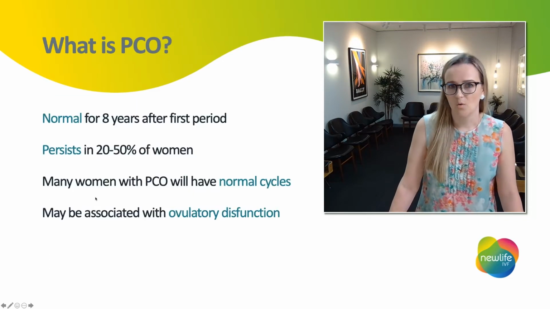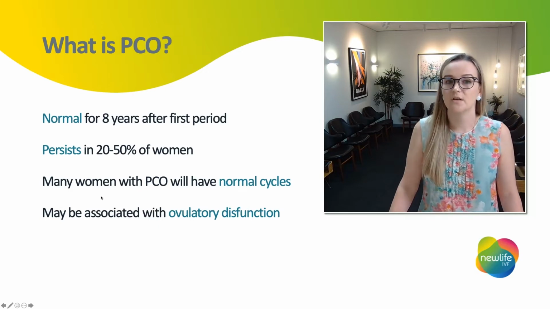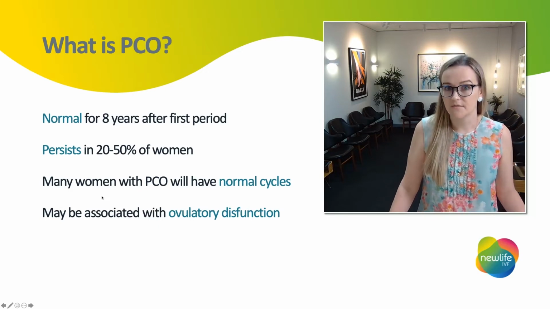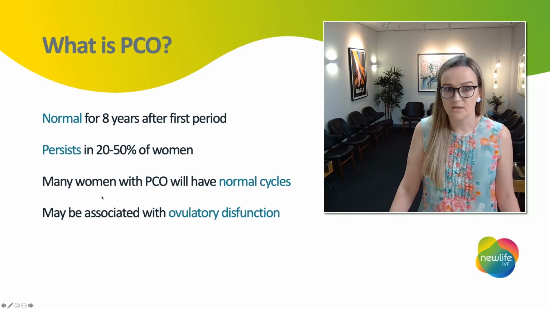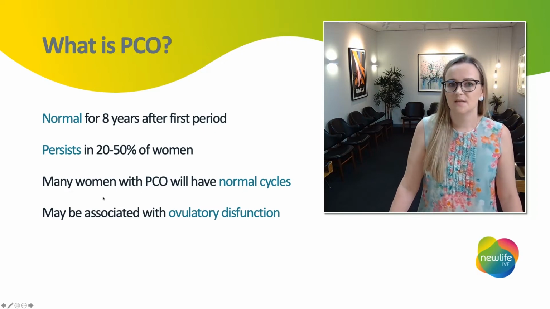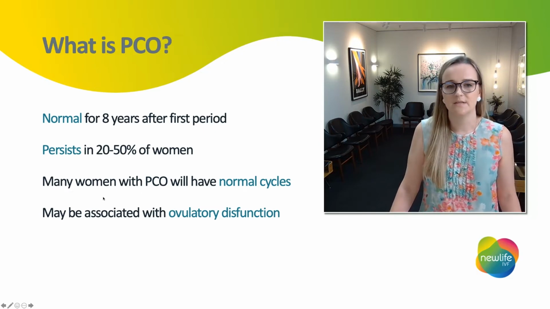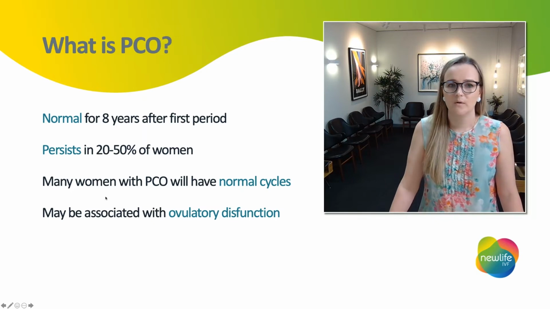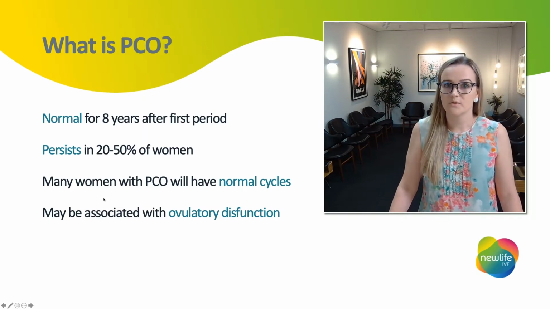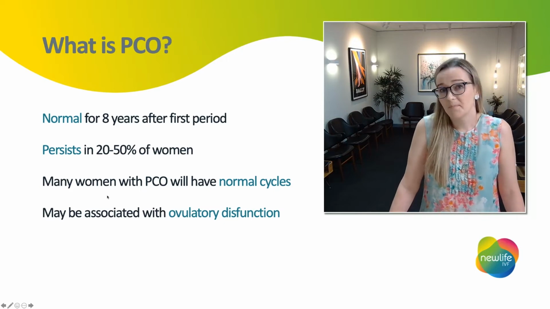And so PCO, or polyfollicular ovary, is actually very normal in the first 8 years after your first period, i.e. when you're a teenager. And it actually persists in 20 to 50% of women, depending on what study you look at. Many women with PCO actually have normal cycles, and it may be associated with ovulatory dysfunction, or it might be completely normal.